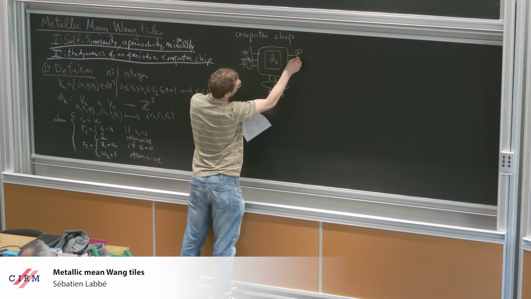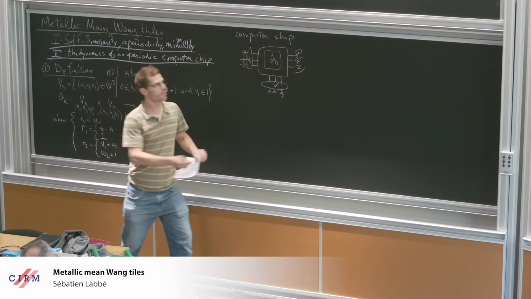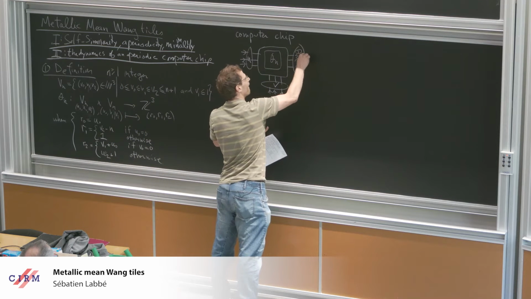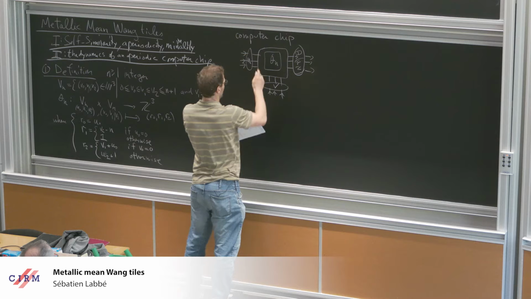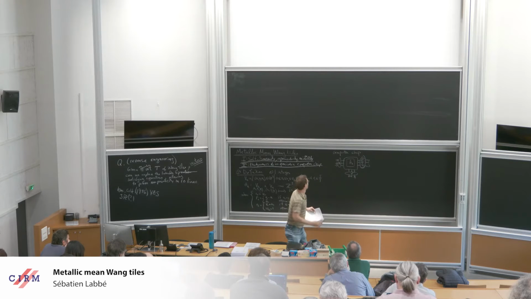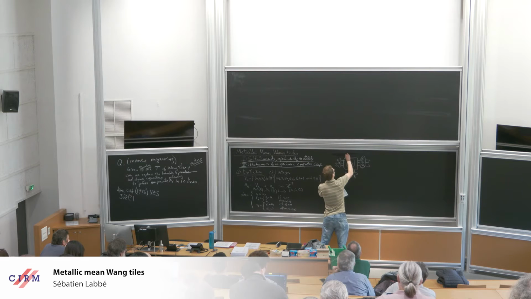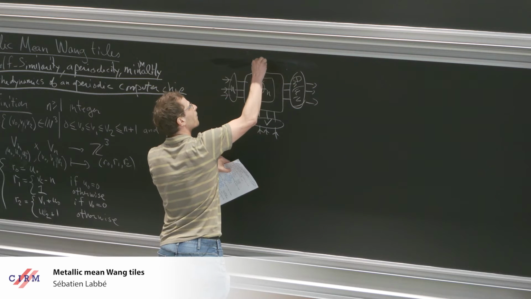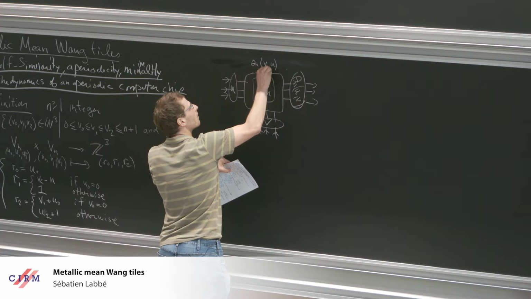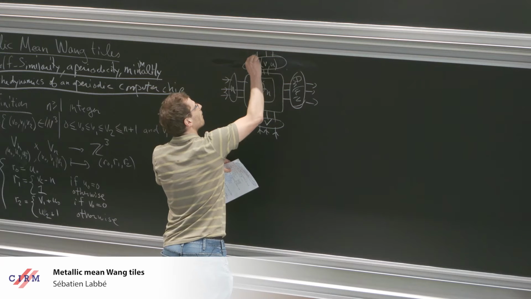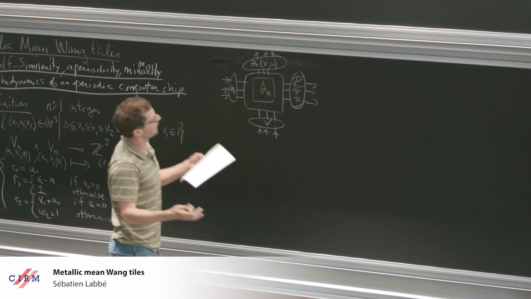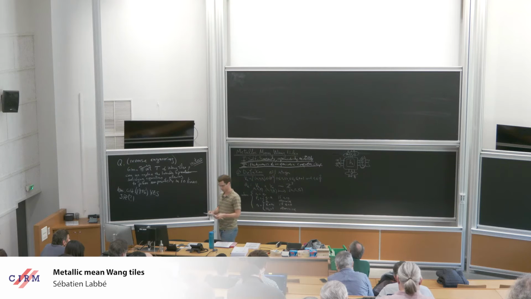Let me try to write to the bottom. Theta n of UV, like that. And on the top, I'll erase that here. I want to output theta n of VU. So this is a theta chip. So my claim today is that this is an aperiodic mono chip.